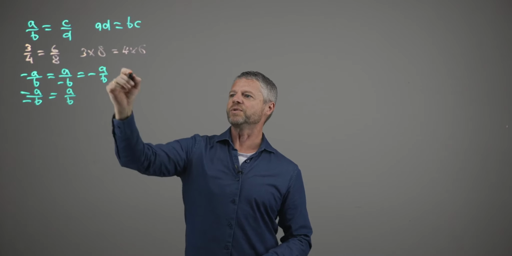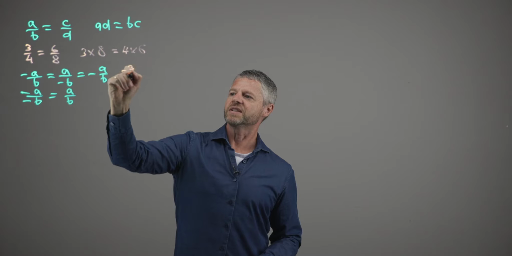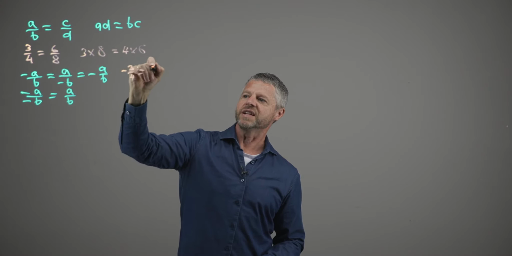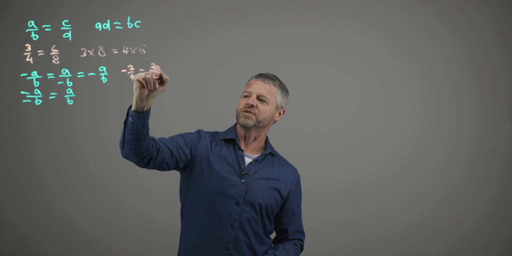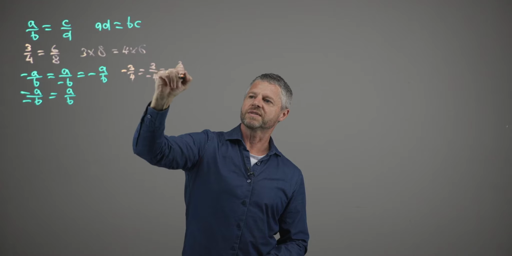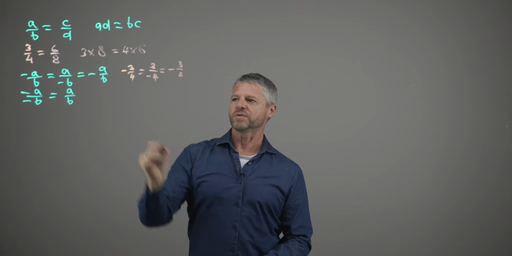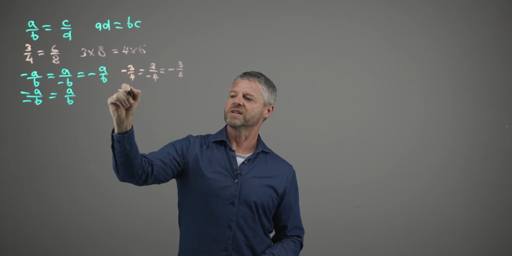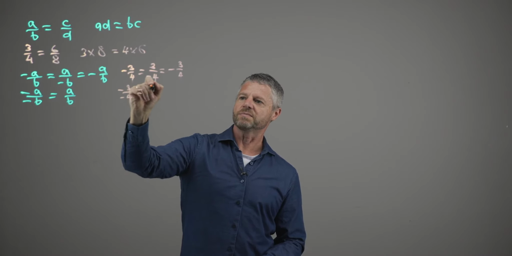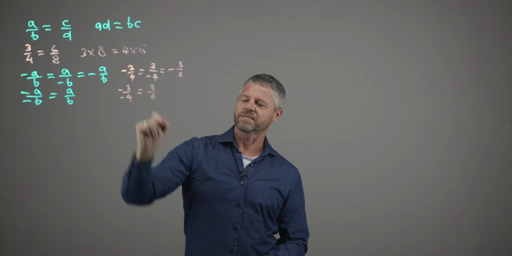So for example, minus 3 divided by 4 is the same as 3 divided by minus 4, and they're both equal to minus 3/4, whereas minus 3 divided by minus 4 is equal to plus 3/4.